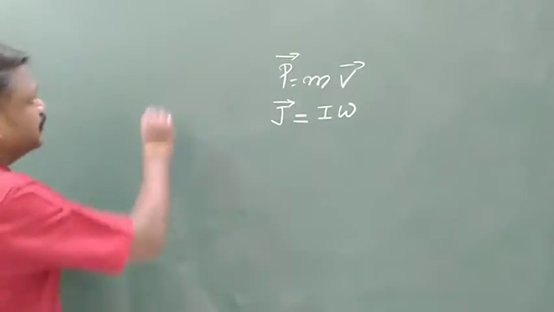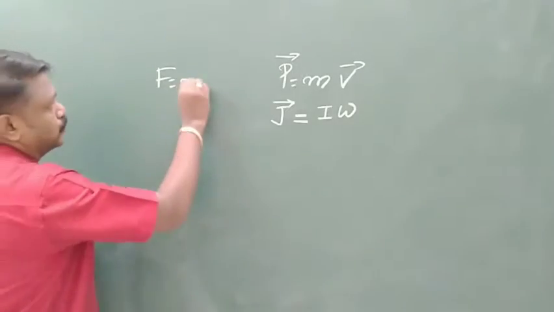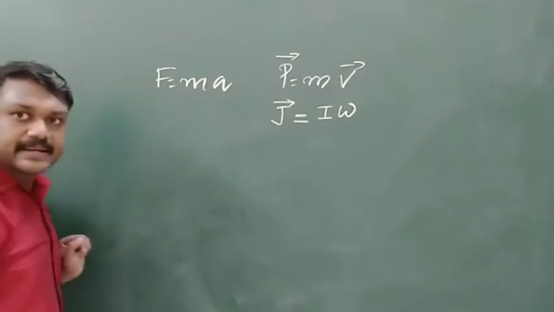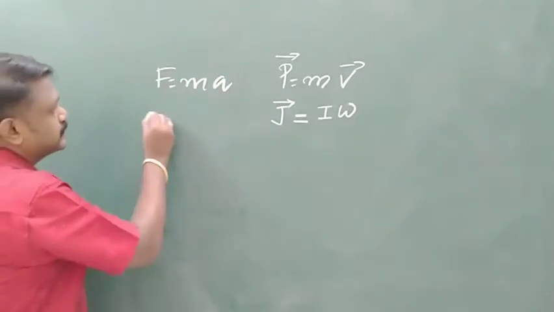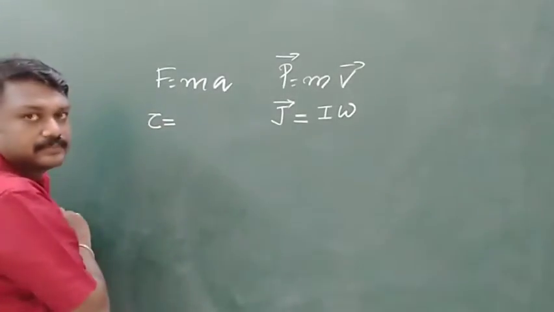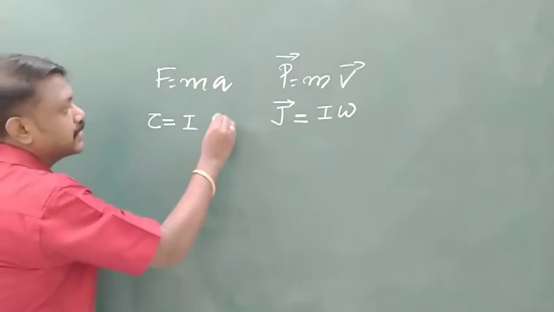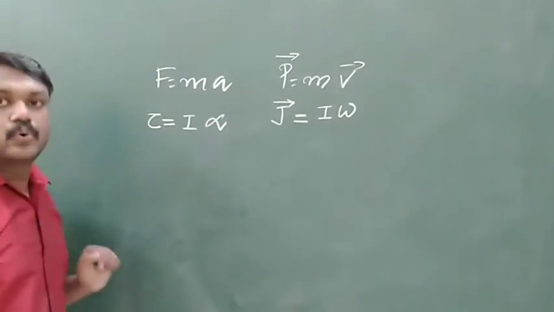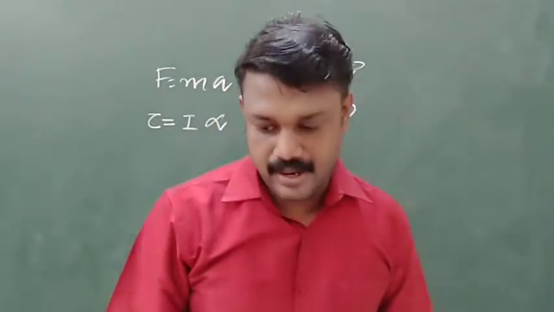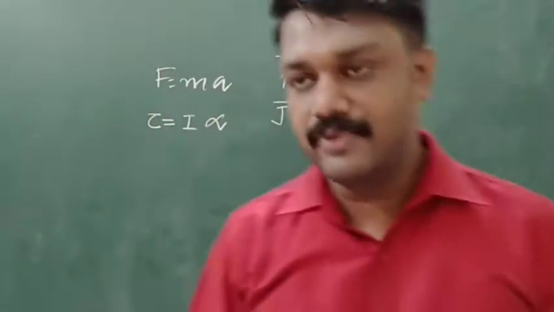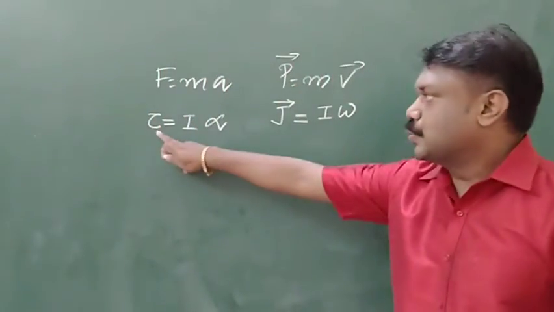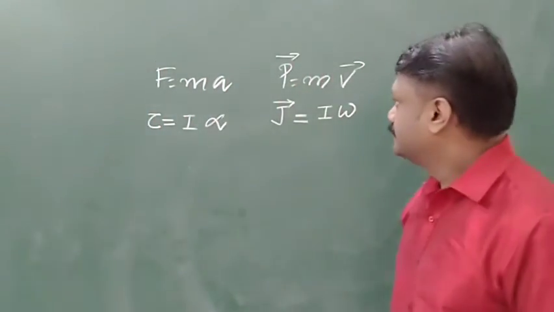Now you have force. F is equal to mass into acceleration. Force can be replaced by torque, mass can be replaced by I, and a can be replaced by alpha. Tau is equal to I alpha.